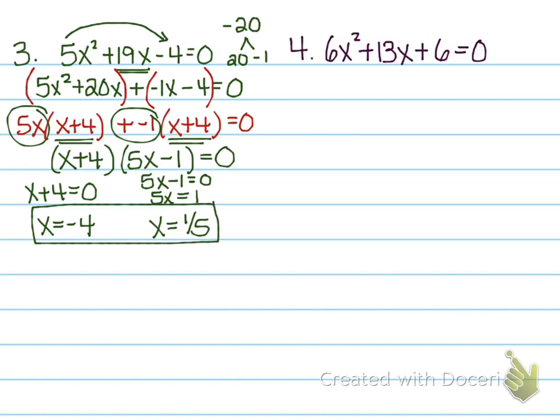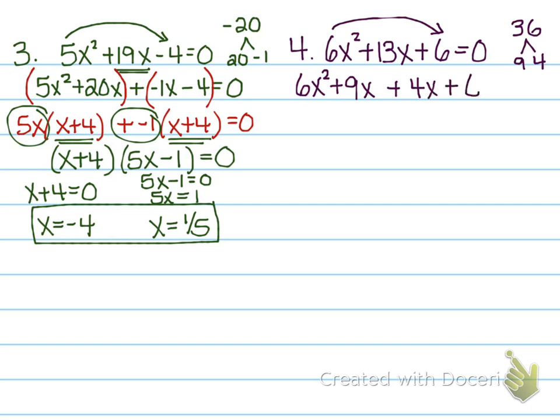Number 4 follows the same decomposition method. So we have 6 times 6, which is 36. And the two factors that multiply to give us 36 that add to give us 13 are 9 and 4. So again, we're going to rewrite our original quadratic, but instead of one middle term, we're going to separate them into 9x plus 4x. Now, it doesn't change the value of the problem, it just takes it from 3 terms to 4. We do that, so now we can group them into 2 groups of 2.